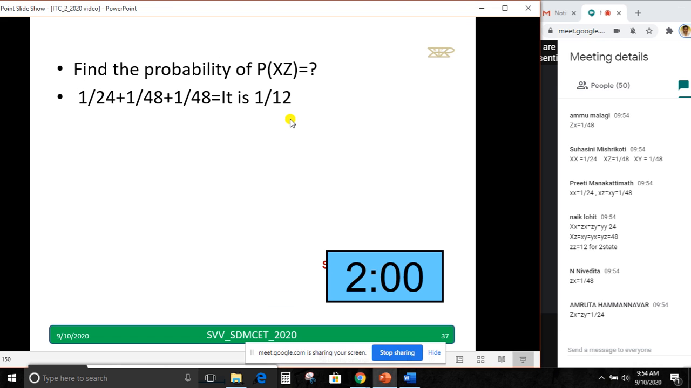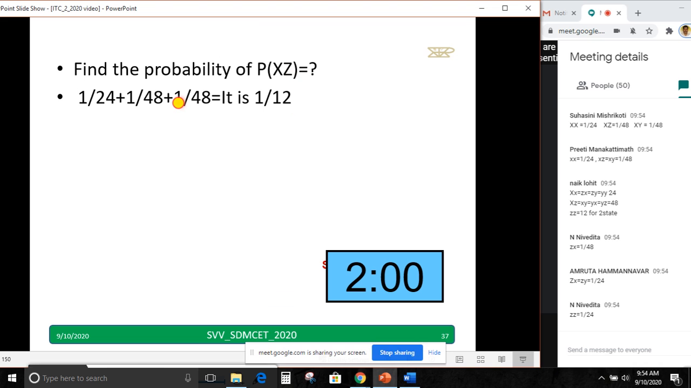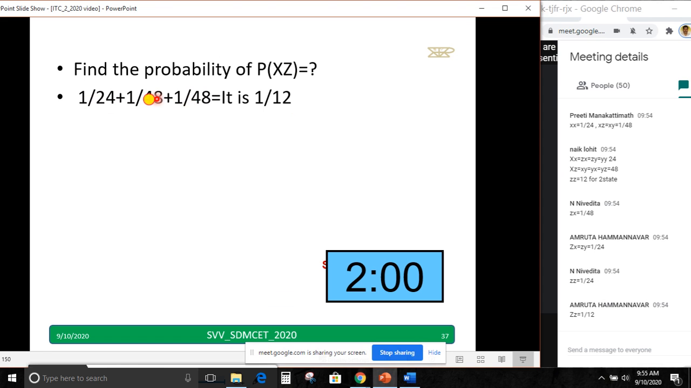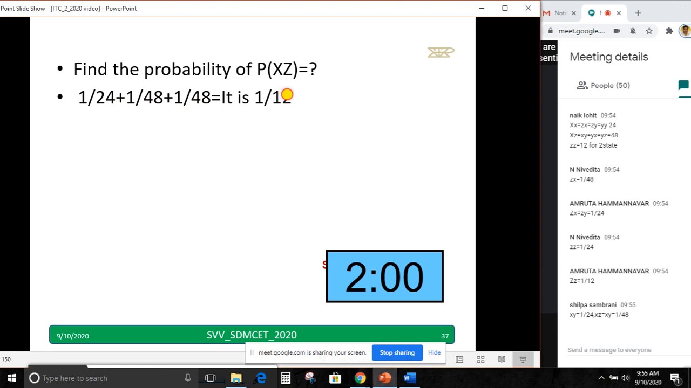Find the probabilities of XZ. How to find it? Observe carefully. 1 by 24 considering the state number 1, 1 by 48 considering the state number 2, 1 by 48 considering the state number 3. All the 3 I have to add, I will get 1 by 12. All the 3 I have to take.